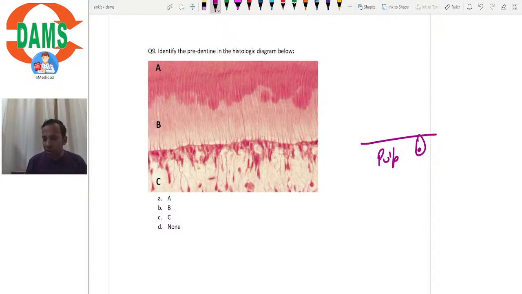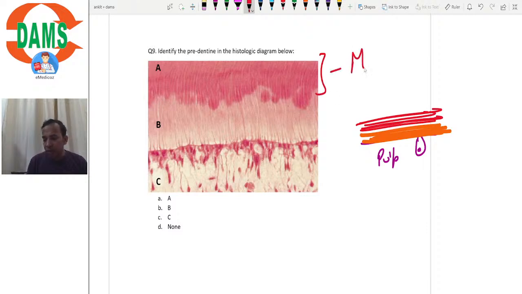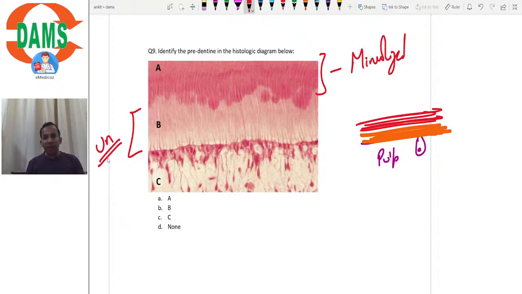So these odontoblasts will first deposit the organic matrix or the pre-dentine, and as the odontoblasts move pulpward, this outer layer matures and becomes mineralized. So always the outermost layer is mineralized and the layer just adjacent to the pulp is unmineralized, and hence the answer would be option B. The layer of dentine adjacent to the pulp is unmineralized, and hence this is the pre-dentine. So let's go to the next question. This was quite easy, wasn't it?